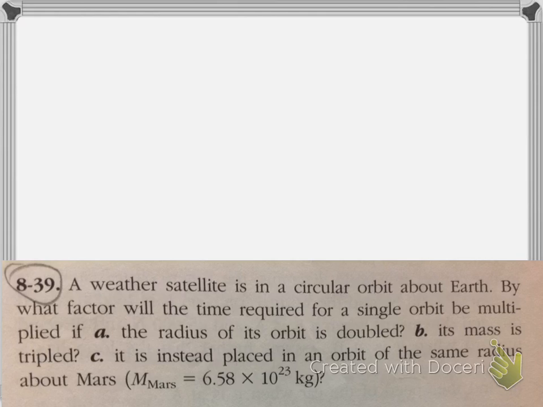So whether a satellite is orbited by the Earth, what factor will the time required for a single orbit be multiplied if the radius of the orbit is doubled? Okay, so the satellite's going around the Earth. So if you double the radius, assuming the velocity stays the same, what do you do to the circumference?